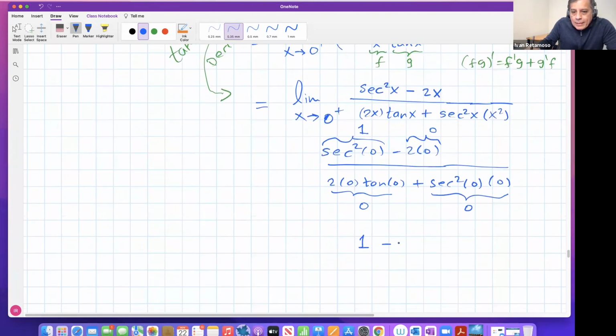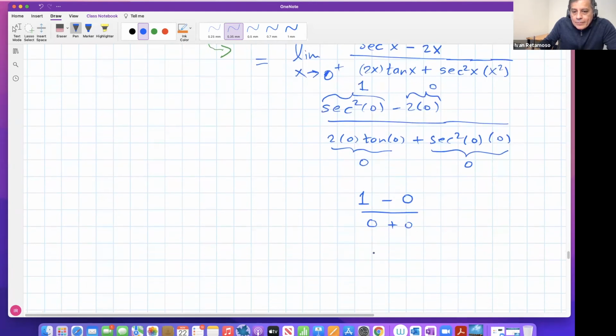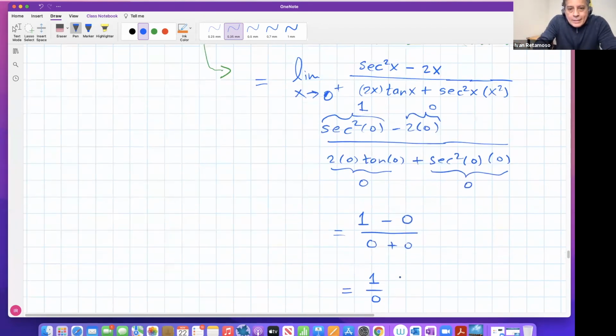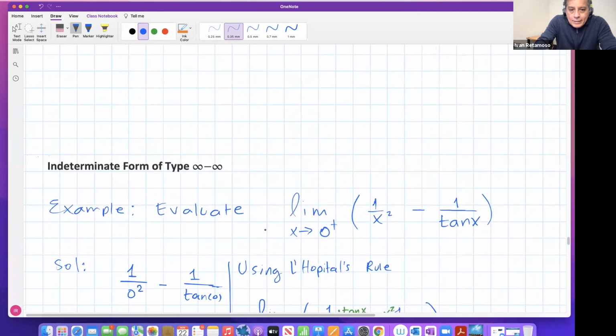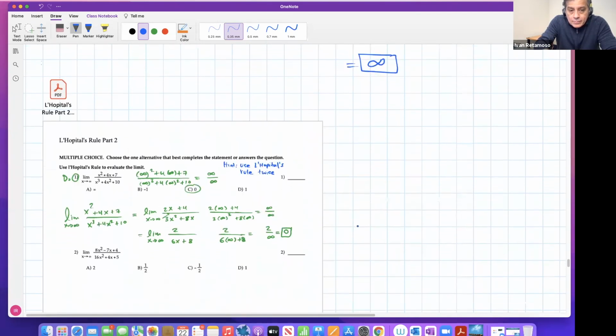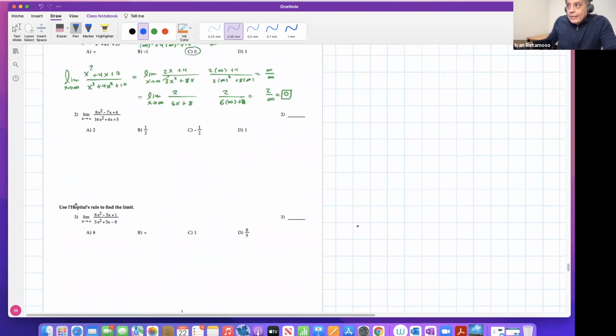I end up with 1 minus 0 over 0 plus 0, which ends up being 1 over 0, which is just infinity. Small number into 1, huge number, infinity. So we got for this limit the answer infinity. All right, guys. So this is the case for infinity minus infinity, how to deal with it. Sometimes you will get a number. I will show you another example. But now I really want you to pay attention to the example I'm going to do now. This is going to help you in your homework.